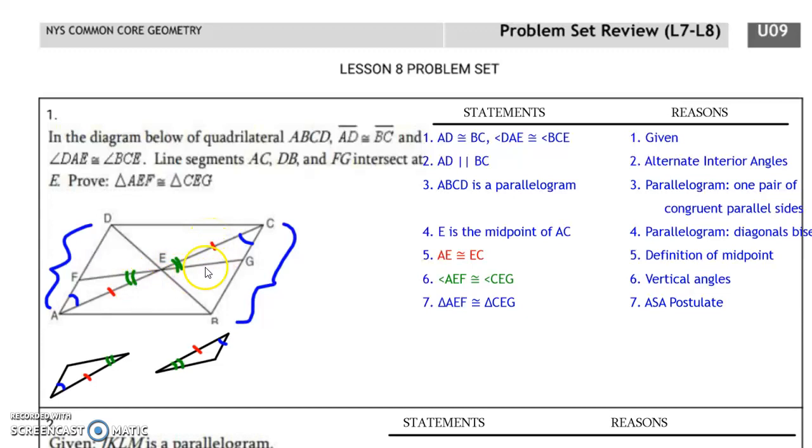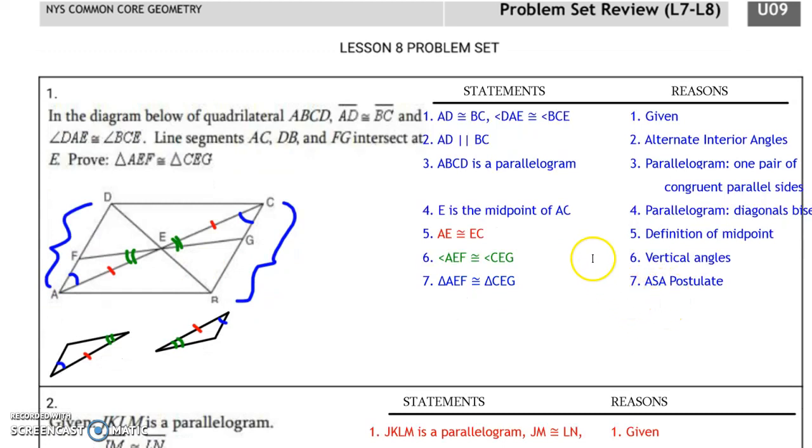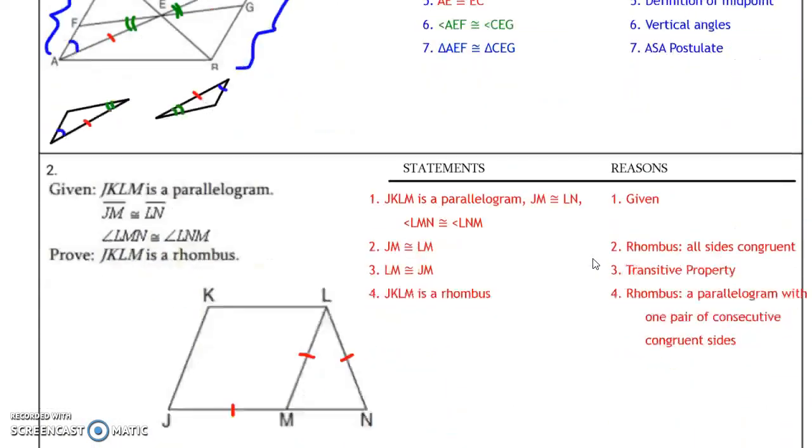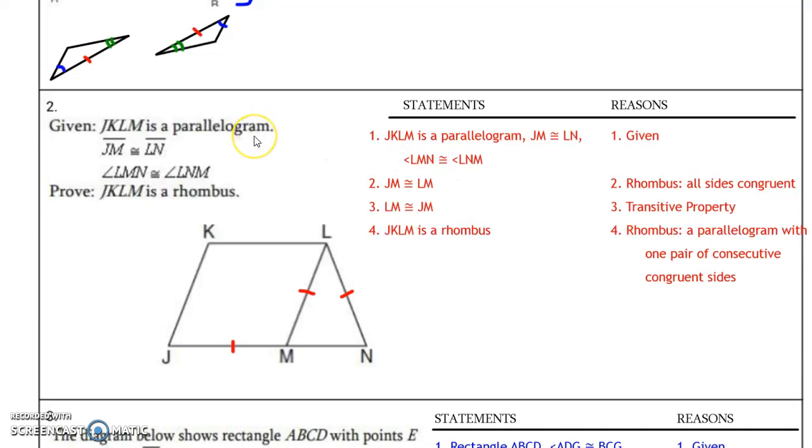My third step, I said that these were vertical angles, which is very straightforward, very easy, and then ASA postulate for these 2 triangles being congruent. For number 2, we were given that it's a parallelogram, so we have all the cool stuff about parallelograms already locked and loaded, but we don't know whether these 2 sides, these 2 consecutive sides, are going to be congruent.